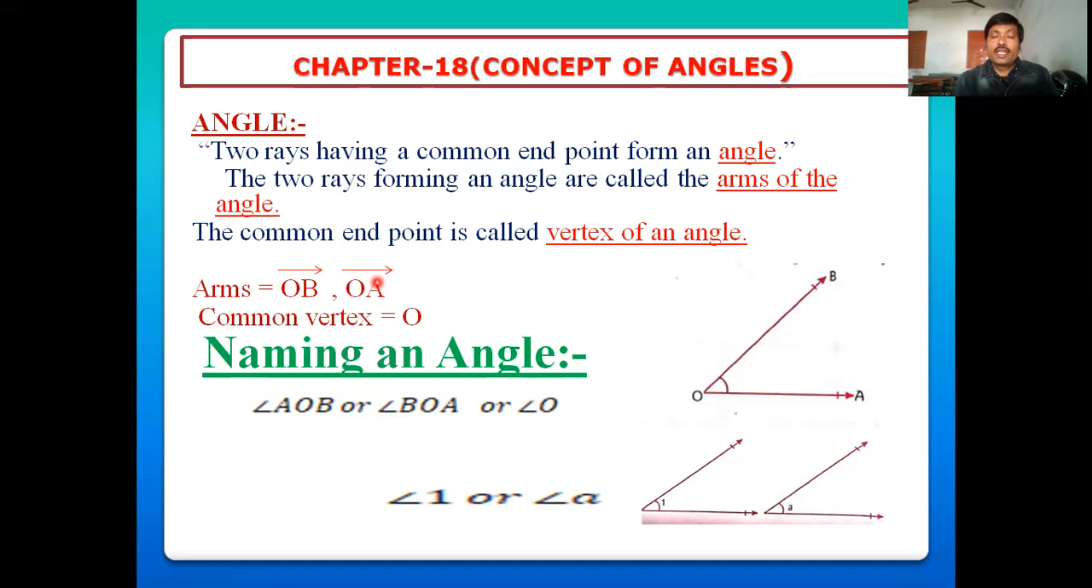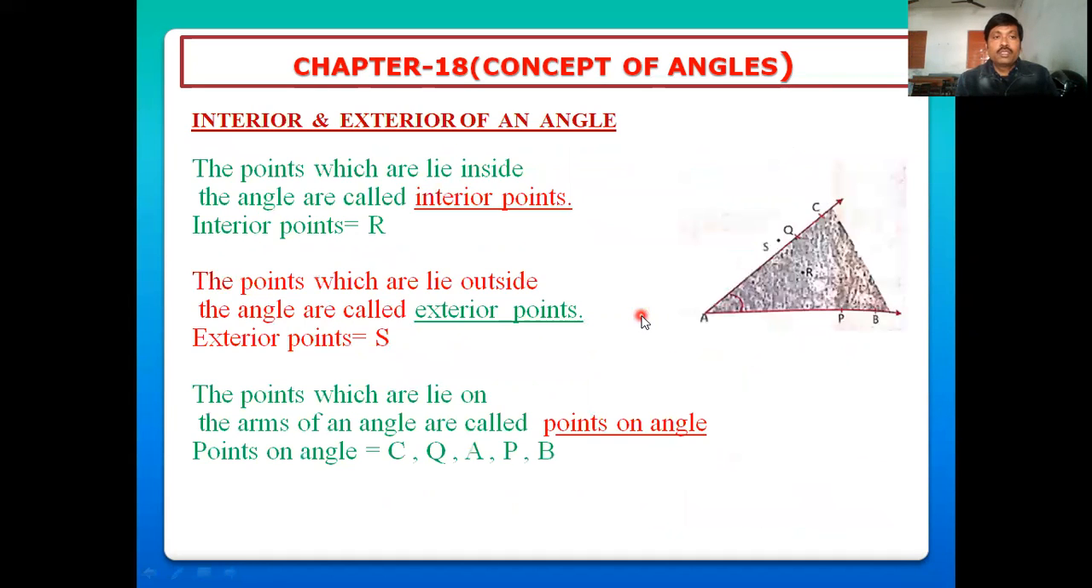So two rays having a common endpoint form an angle, and the arms used to form the angle are called arms of the angle, and the common endpoint of these arms is called the vertex of an angle. Now, interior and exterior of an angle. The points which lie inside the angle are called interior points. This is the shape of angle BAC, and here we see R is a point in the interior of this angle. So R is the interior point, and the points which lie outside the angle are called exterior points.